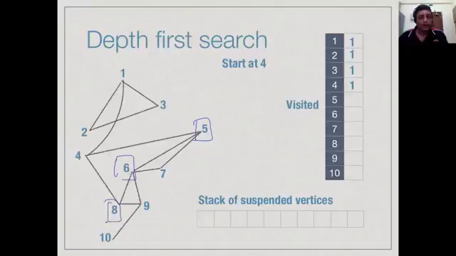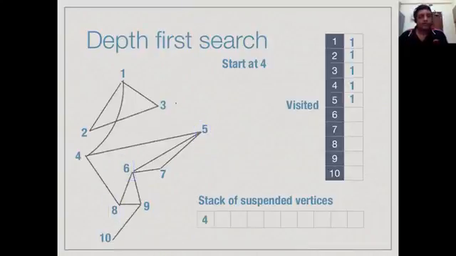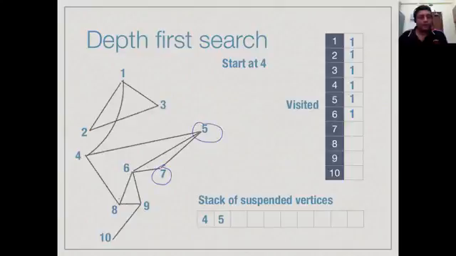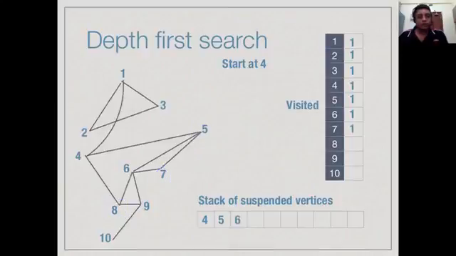So now we continue and we find that there are still 5, 6 and 8. We pick up 5 and see it's not visited. So we mark 5 as visited and again suspend 4. From 5 now we have 4, 6 and 7. So we will now pick up 6 and suspend 5. From 6 we have 7, 5, 7 and 8. So 5 is already done but 7 is not done. So we'll pick up 7 and suspend 6.